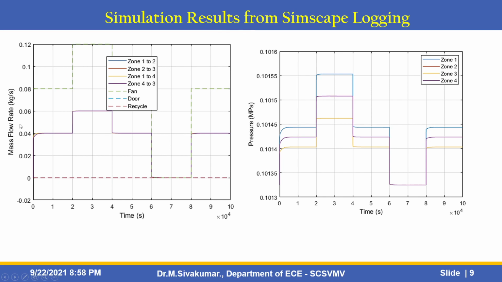Here time versus mass flow rate represents this blue color shows it is zone 1 to zone 2, zone 2 to zone 3, 1 to 4, 4 to 3, and so on, fan, door, and recycle. Similarly for the time versus pressure graph also showing here zone 1, zone 2, zone 3, zone 4. Okay. Now let us see the simulation.